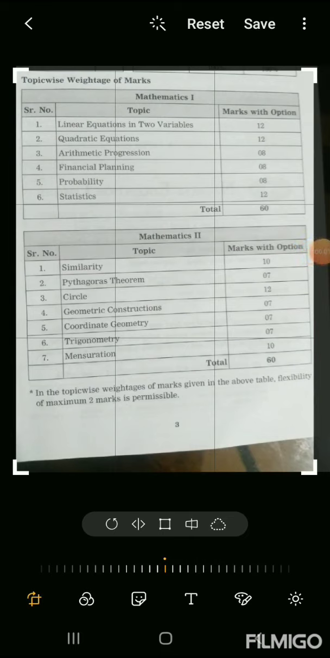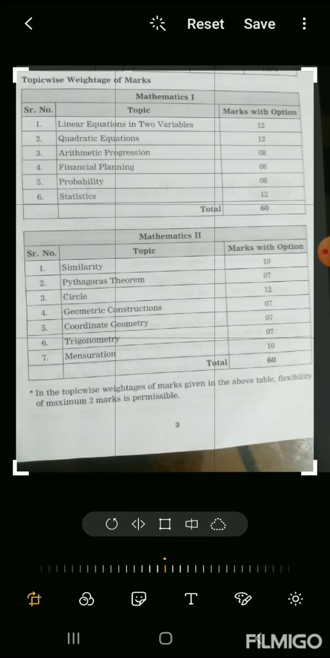In the same way, here I will tell you the topic-wise weightage of marks. In Mathematics 1, there are a total of 6 topics. The first is linear equation in 2 variables. Second, quadratic equation. Third, arithmetic progression. Fourth is financial planning. Fifth, probability. And sixth, statistics.